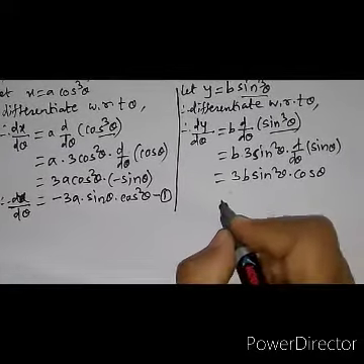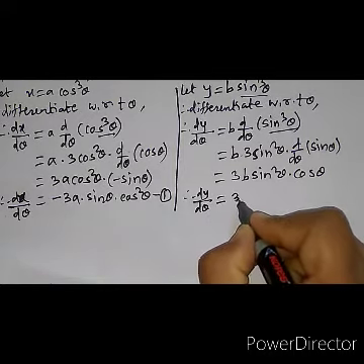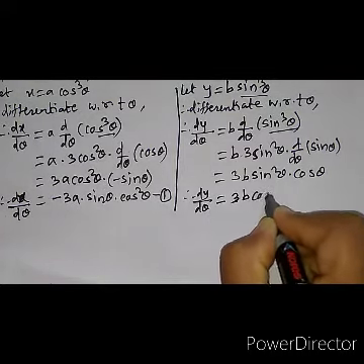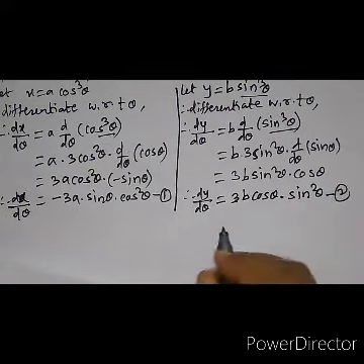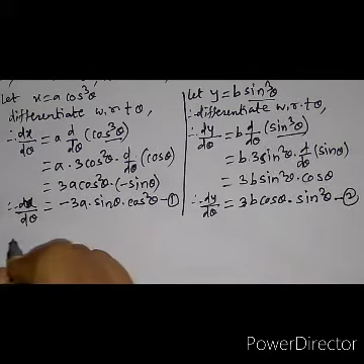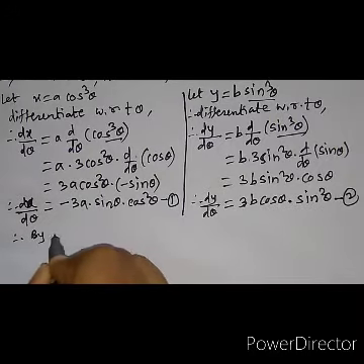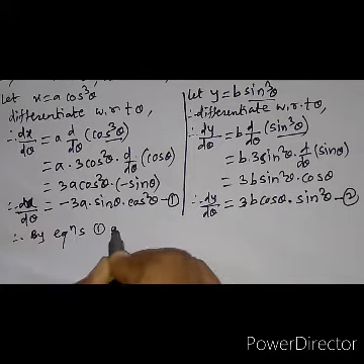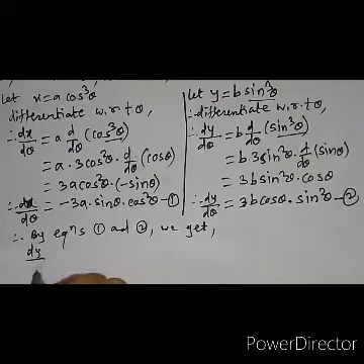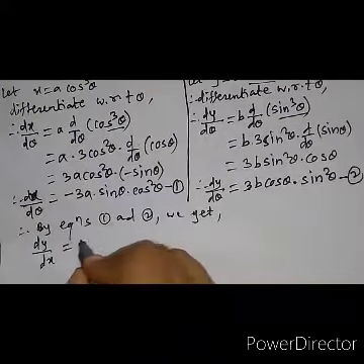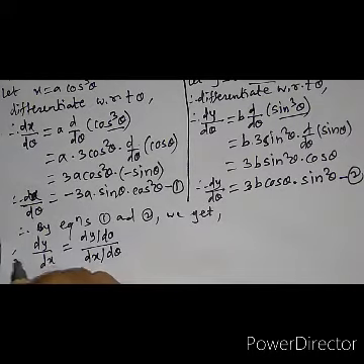So here we got dy by d theta is equal to 3b cos theta into sin square theta. For this we can say equation number 2. Now first we have to find dy by dx. Therefore by equations 1 and 2 we get dy by dx is equal to dy by d theta upon dx upon d theta.